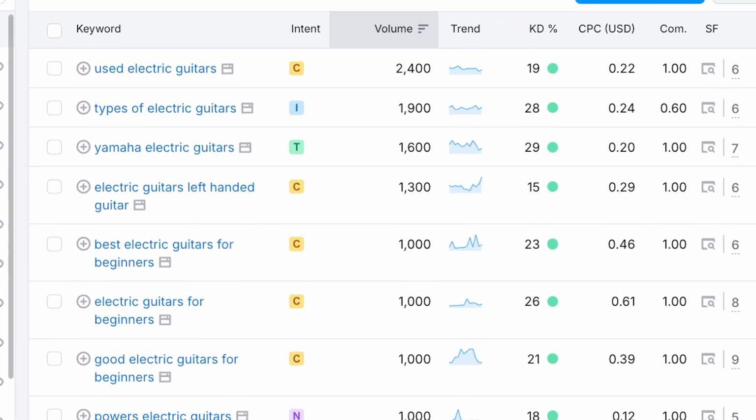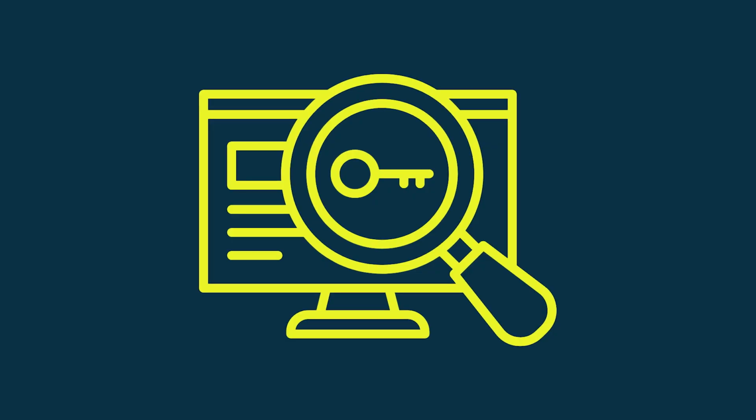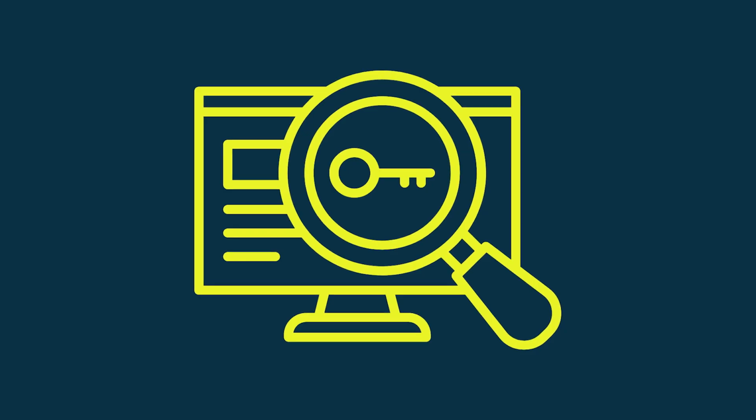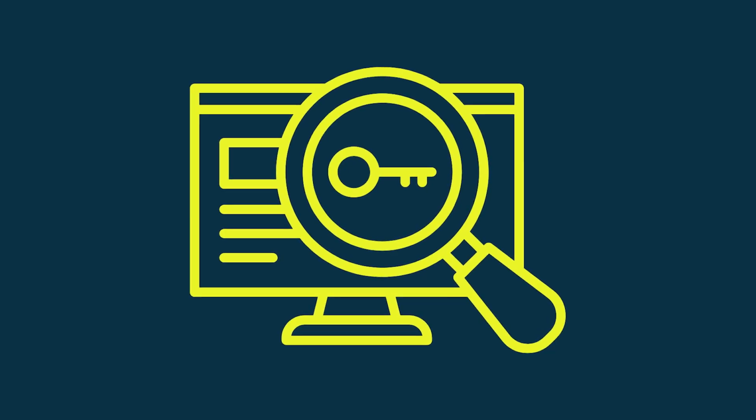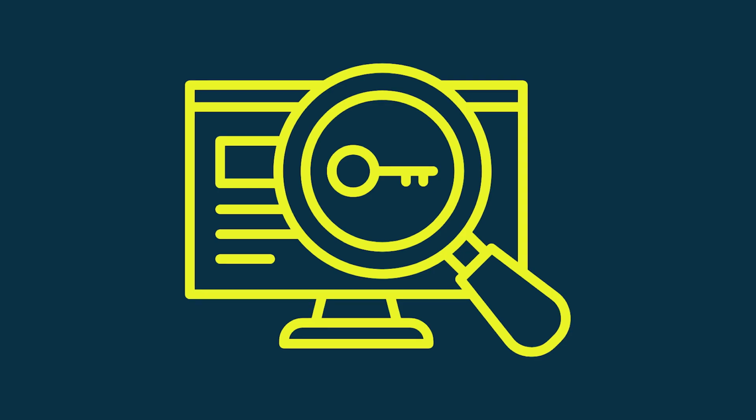Looking down this list, I might consider seeing if I could use phrases like used electric guitars, Yamaha electric guitars, and electric guitars for beginners in my product titles and descriptions. Now, of course, this is just a very simple overview of the keyword research process, but hopefully it gives you an idea of the kind of information that you need to look at when building your store.